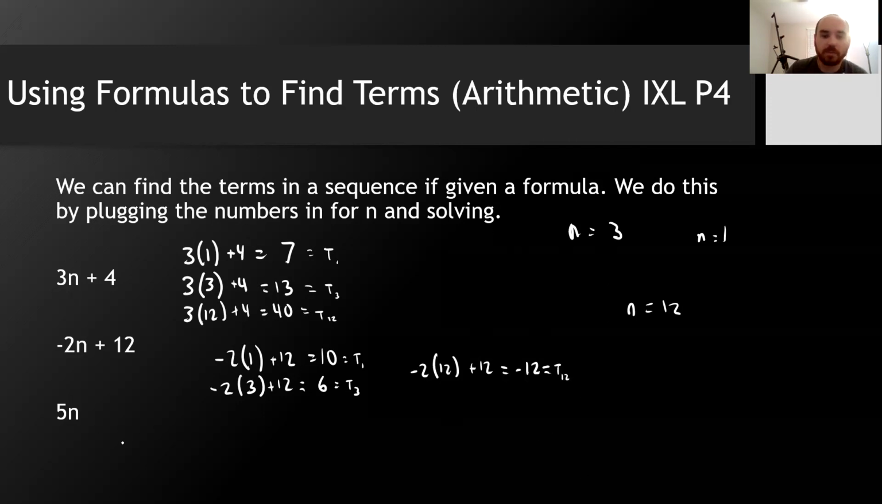Last one, in this case, since we're not adding anything, we're just multiplying the numbers. So 5 times 1, which equals 5, that's T1. 5 times 3, which equals 15, and 5 times 12, which equals 60.